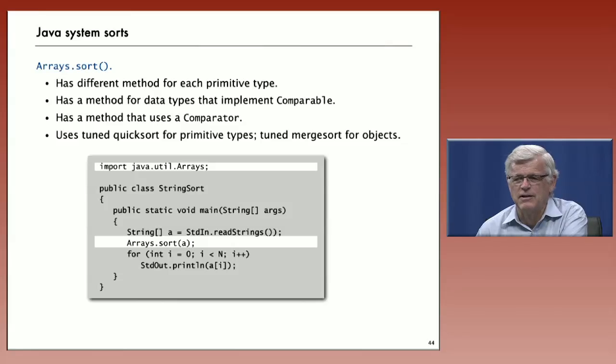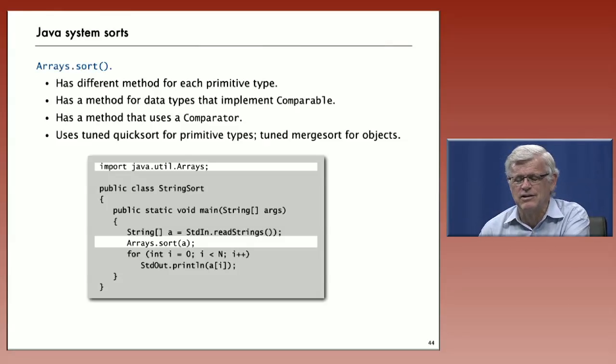It has the infrastructure that allows it to be used for all types of data types and all types of ordering. So it's got a method that implements Comparable, and then it's got a method that uses Comparator, so that you can use the natural order, or you can provide a comparator and provide your own order for any type of data. It actually uses both QuickSort and merge sort. It uses a tuned QuickSort for primitive types of data and a tuned merge sort for objects. Why two different?